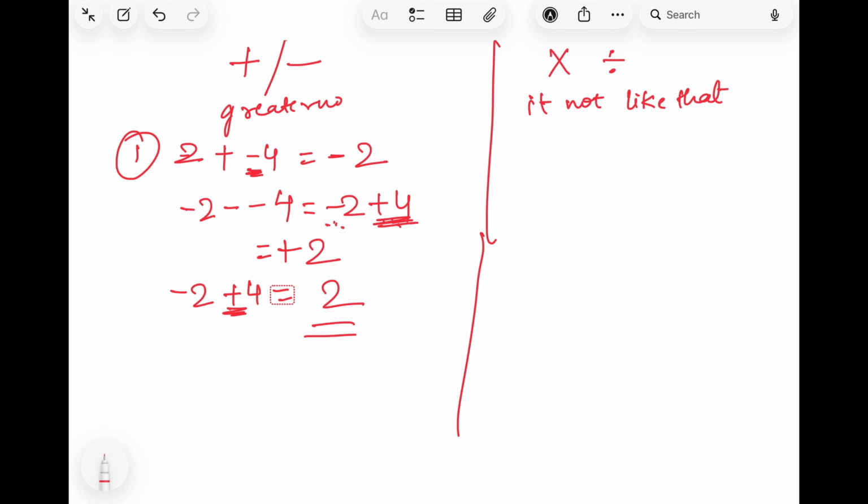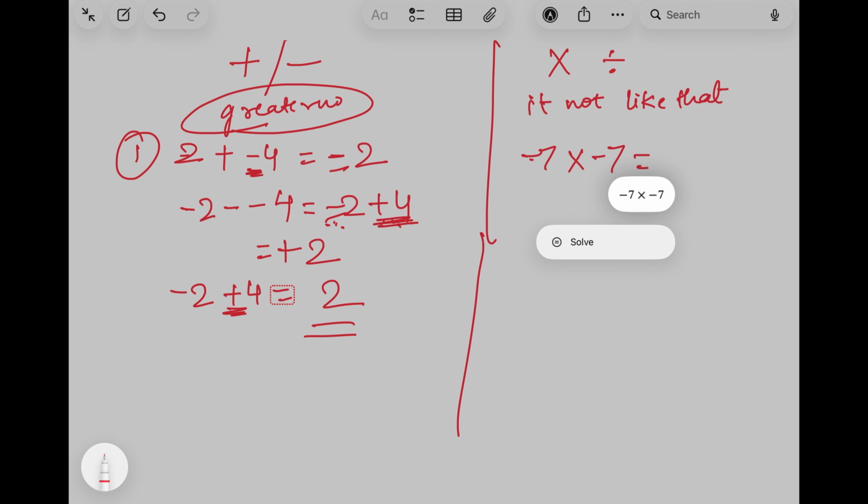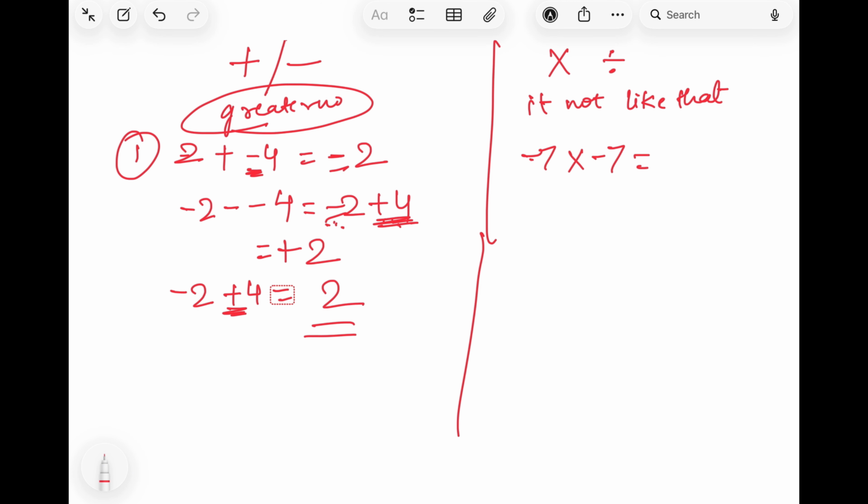Now we will go towards multiplication and division. In addition and subtraction we looked at the greater number and then put the sign. Here we will not see the greater number. We will just follow those four rules and solve. So if it is minus 7 into minus 7, minus minus, as I told you, if both signs are the same, we always add. We don't have to add here, but we will put the positive sign. We multiply: 7 sevens are 49. So we get positive 49, because minus minus is plus.